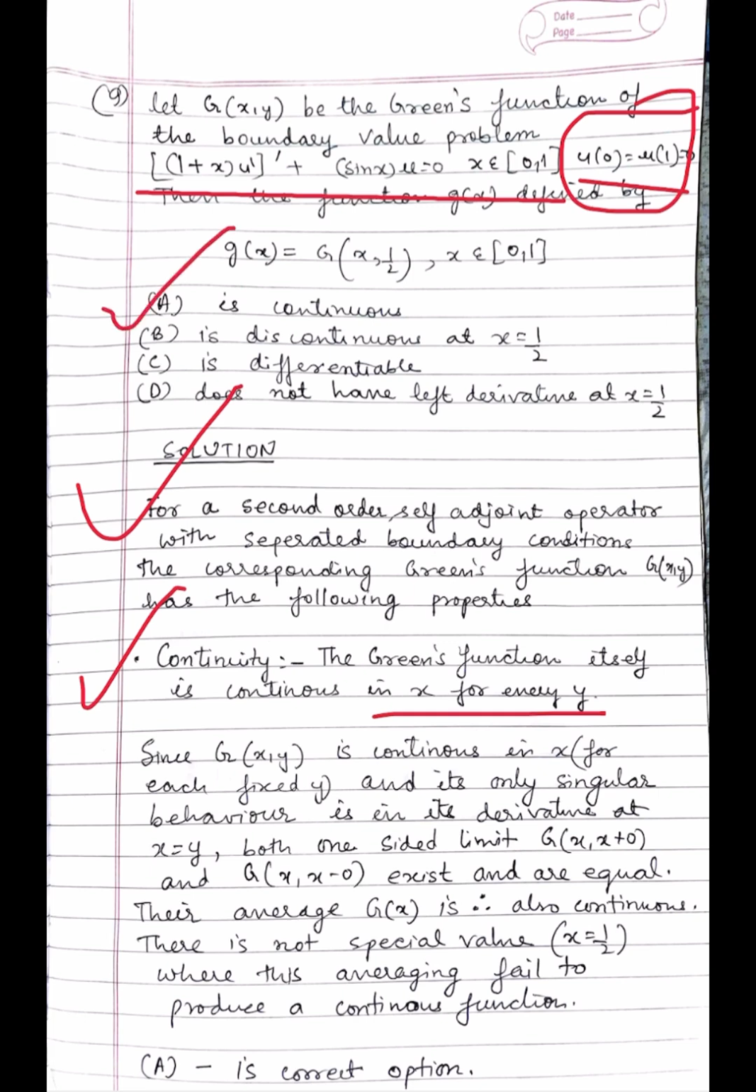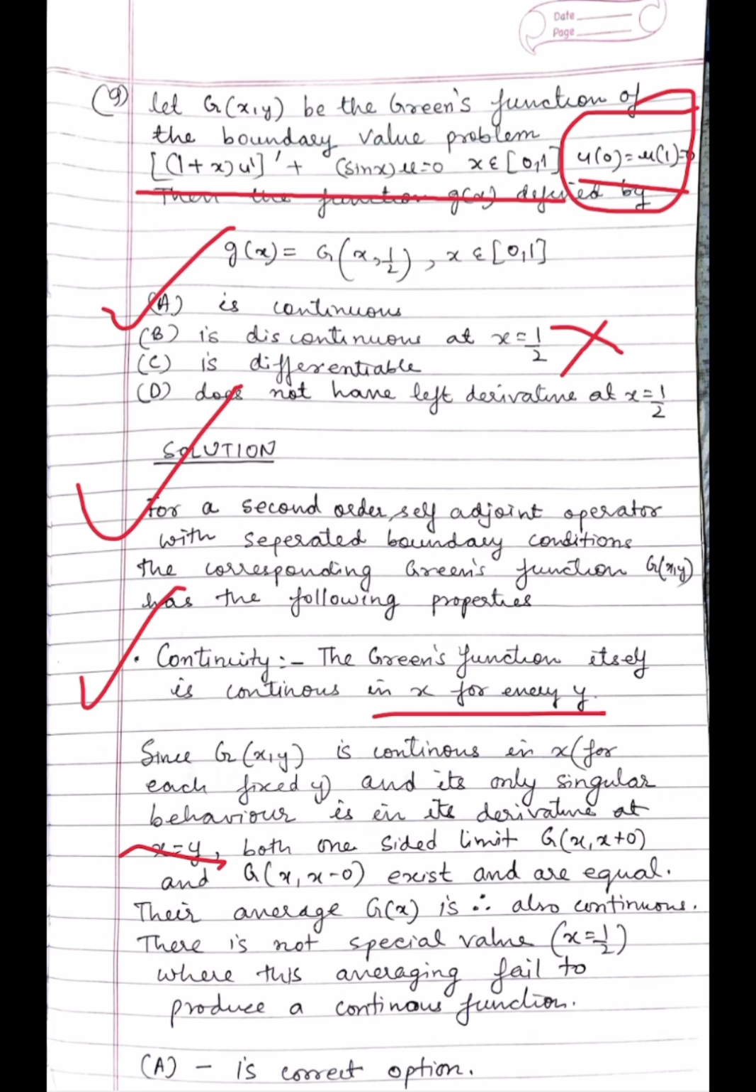Since G(x,y) is continuous in x for each fixed y and its only singular behavior is in the derivative at x equals y, here it shows singular behavior, but the one-sided limits G(x, x plus 0) and G(x, x minus 0) exist and are equal. The average g(x) is also continuous. So there is no special value x equals 1/2 where the averaging fails to produce a continuous function. So discontinuous at x equals 1/2 will be wrong.